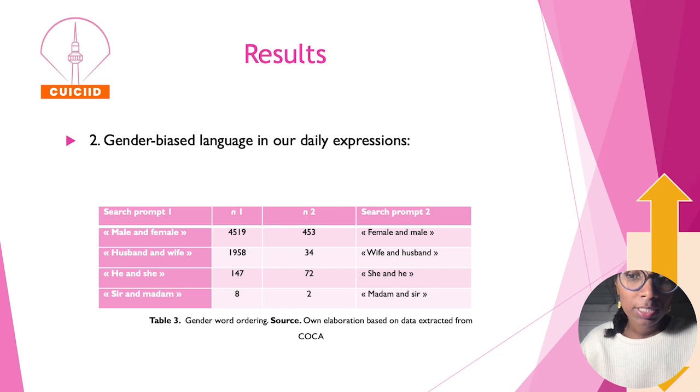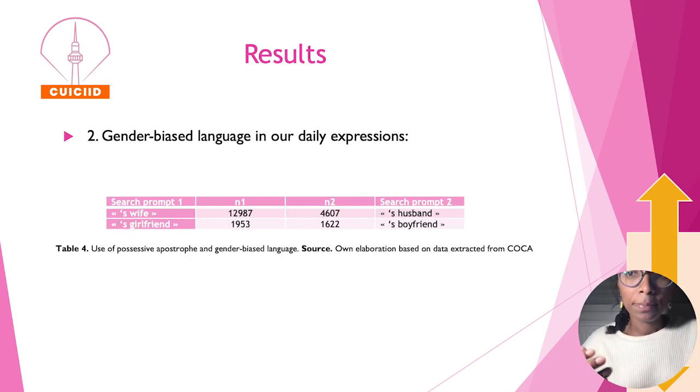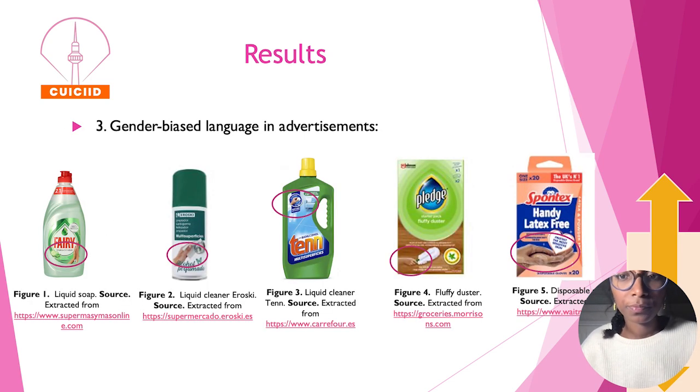And the obtained results indicate a significant prevalence of instances where the male term precedes the female term. To delve deeper into the usage of gender-biased language in our daily expressions, I once again used the corpus and contrasted the frequency of occurrence of the terms someone's wife, someone's husband, someone's girlfriend, and someone's boyfriend, and the obtained results reveal a notably higher prevalence of instances featuring the terms someone's wife and someone's girlfriend.